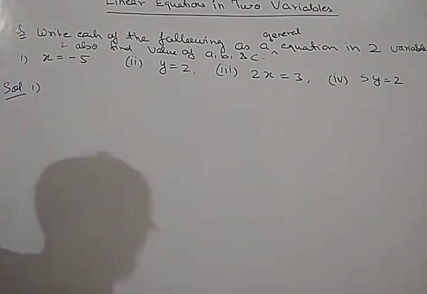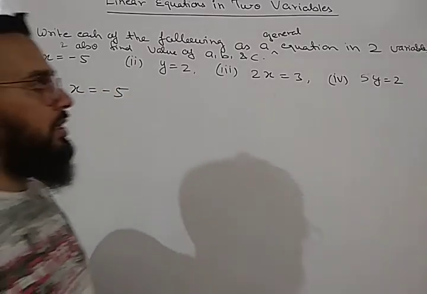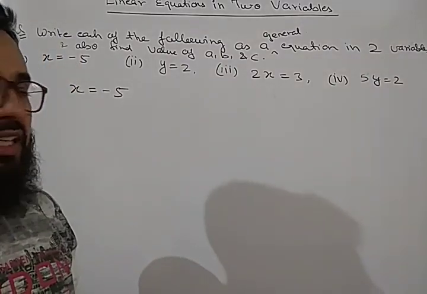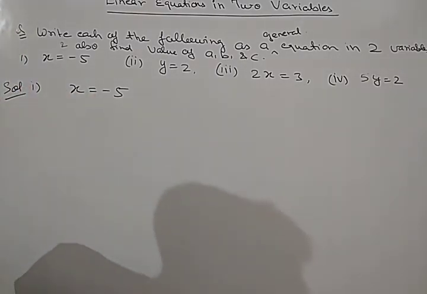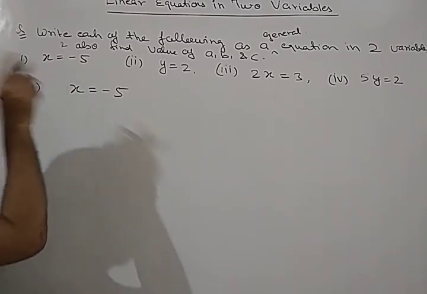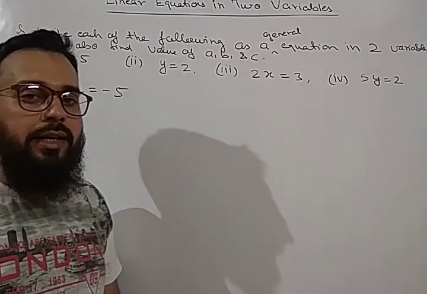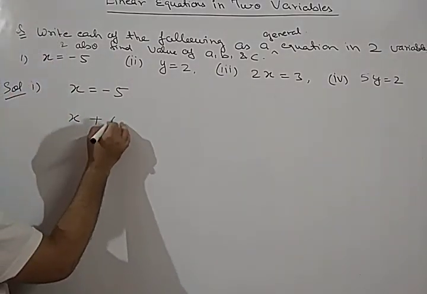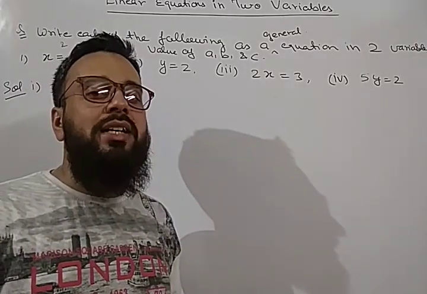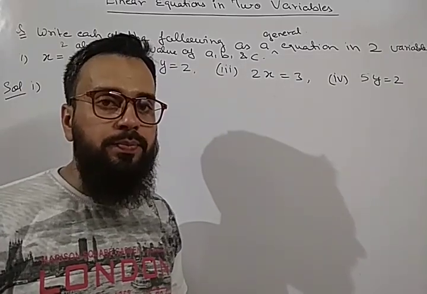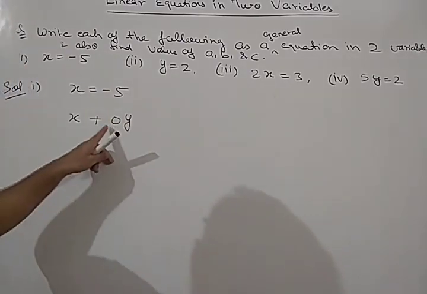Let us solve the first part first. We have given x is equal to -5, but we have to convert it in the general equation of two variables, or the linear equation in two variables, the general form. So how can you convert it? Here the variable x is given, so we will write it as x, but y is not given. It means we can write it as plus 0y, because whenever any variable or any constant is multiplied with 0, then the result is 0. So we have to bring here y also, because we have to convert it in the general form. So we can write it as 0y.